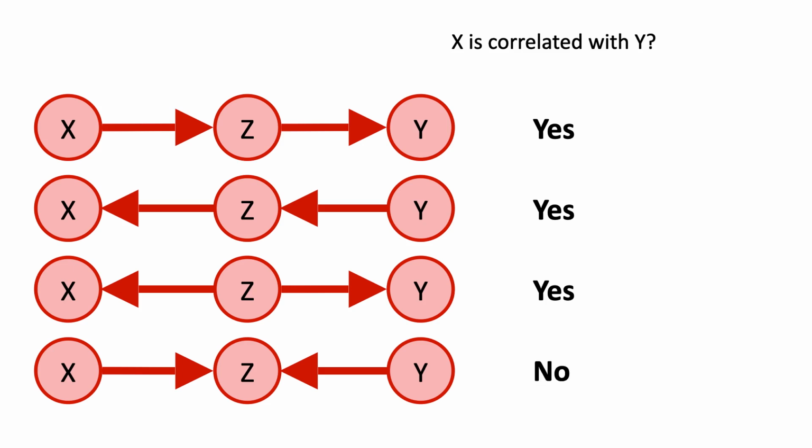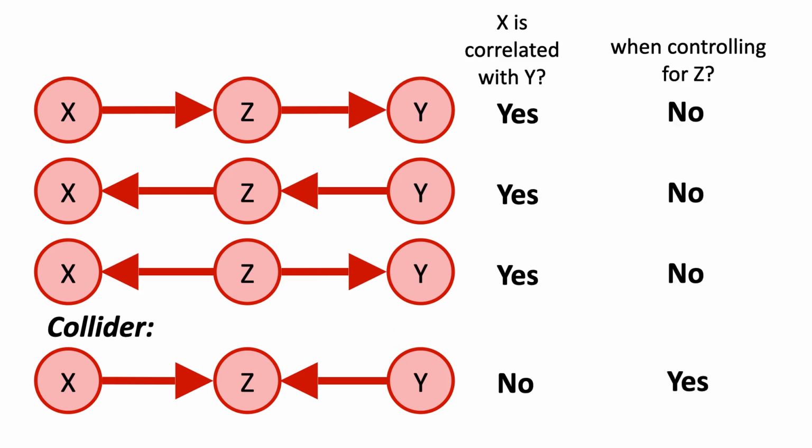However, in the fourth model, we wouldn't expect x and y to be correlated. Here you can change x, and that will affect z, but it won't affect y in any way. So this is already interesting, that we might be able to tell the difference between these three and this one. But the most interesting thing is what happens when we control for z.